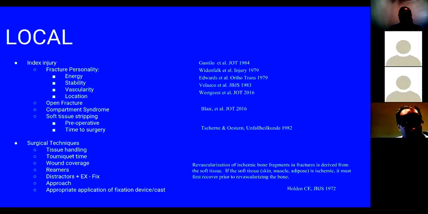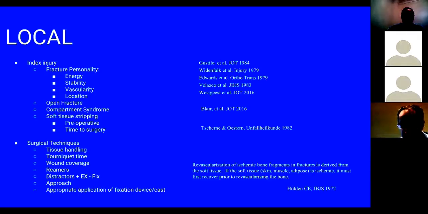Surgical technique is the second part of the local. Tissue handling, tourniquet time, wound coverage, all of these things matter. Reamers and their use without saline or fluid to decrease the risk of heat osteonecrosis. The inappropriate use of distractors and external fixators, which you need to be aware can strip tissue if you over-distract. And your approach can decide if you're going to damage the soft tissues around the bone as well.